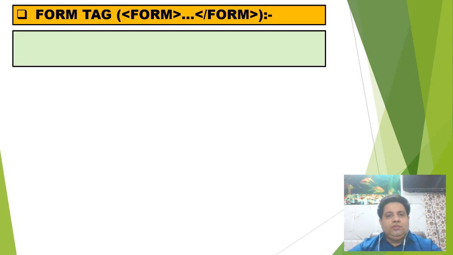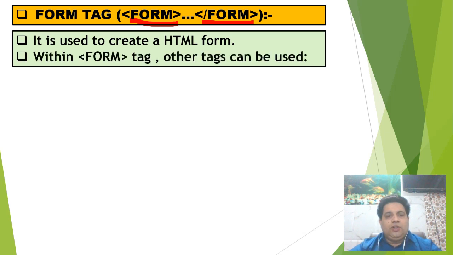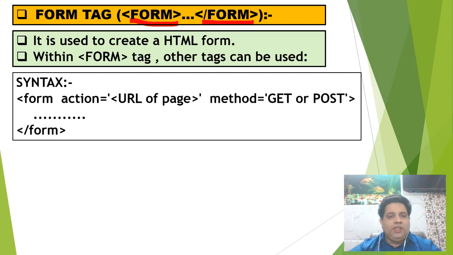For this we have to start with the form tag. This is a container tag, opening form tag and closing form tag. So to create an HTML form you have to use the form tag, and within the form tag you have to use other tags. Now what is the syntax of the form tag? You have to write action, URL of page, and in method you can give get or post. So later on I will tell you what is the difference between get or post.